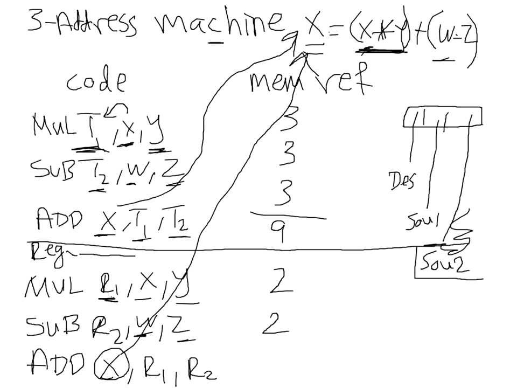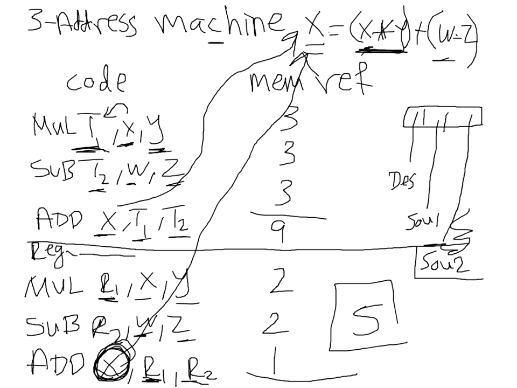Then the second step, the subtraction. We subtract Z from W and store the result in R2. How many memory references? We only need to get W and Z, so we have 2 memory references. Final step, the addition: we add R1 to R2 and store the result in X. X again is this one here. How many memory accesses here? Only 1, because R1 and R2 are already in the CPU. We only need to store the value of X in the memory. If you add them up, we only have 5 memory accesses. We had 9 here and 5 here, so this is a better way.